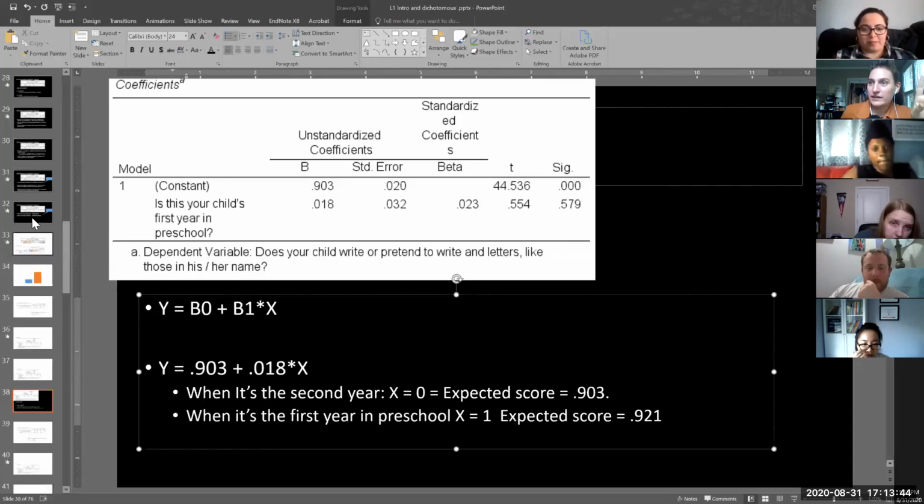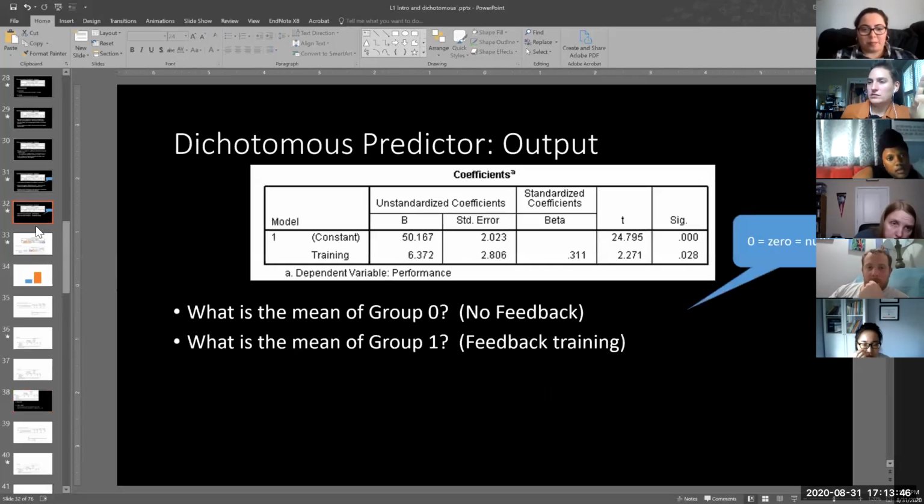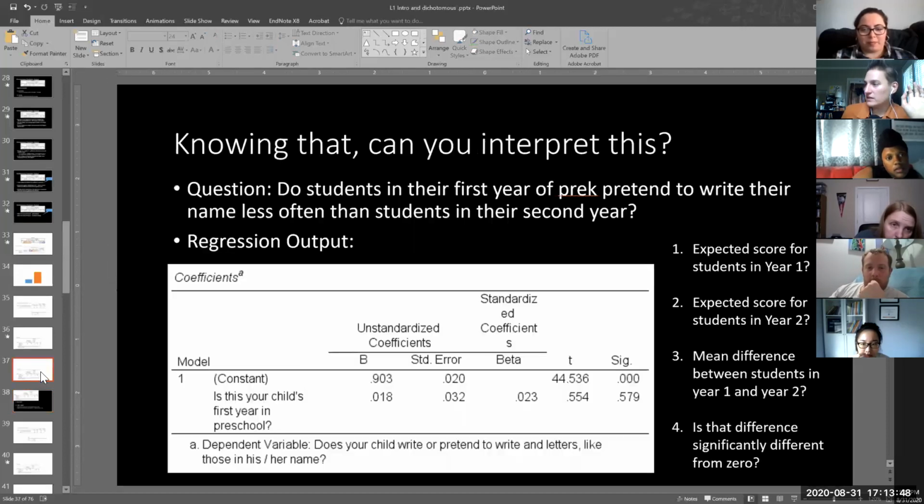I'm going to back up a slide. I just backed up 17 slides. Okay, so that's how I get the expected score for students who were in year 1 and the expected score for students who were in year 2. The mean difference between students in year 1 and year 2 comes straight from this number right there, 0.018.